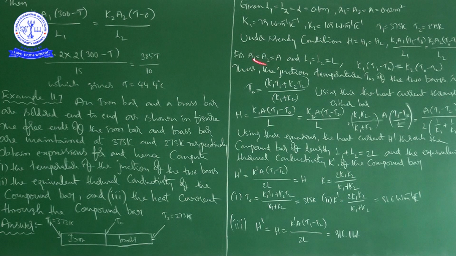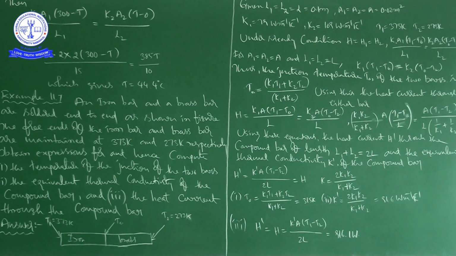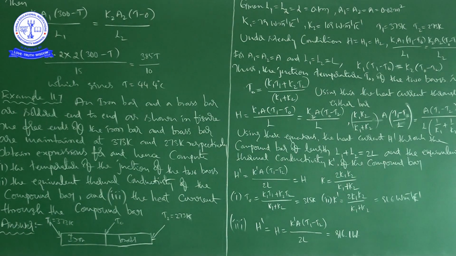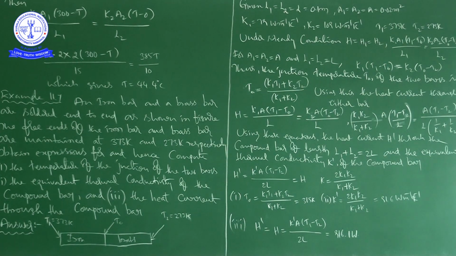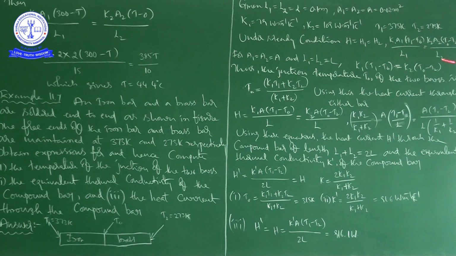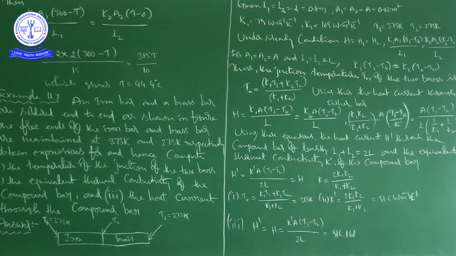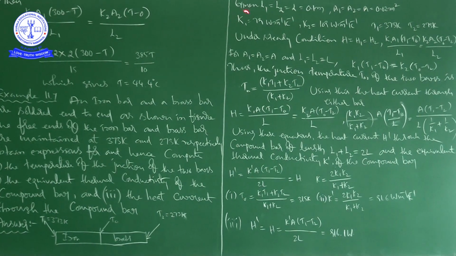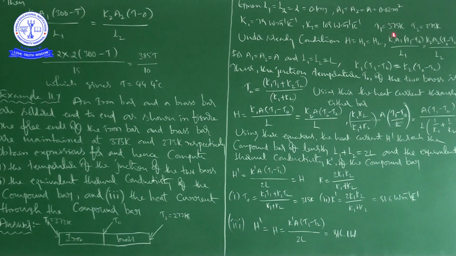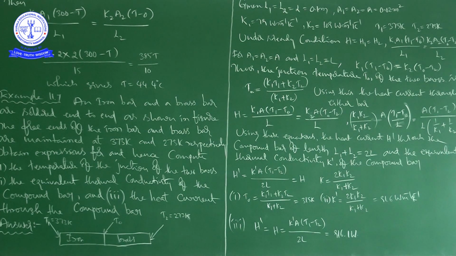So if you substitute these two things here, what will happen? From this equation we get K1 into (T1 minus T0) is equal to K2 into (T0 minus T2). When you write L1 is equal to L2 is equal to L, this gets cancelled on the right hand side and left hand side. When you write A1 is equal to A2 is equal to A, this also gets cancelled. So what is the final thing? K1 into (T1 minus T0) is equal to K2 into (T0 minus T2).